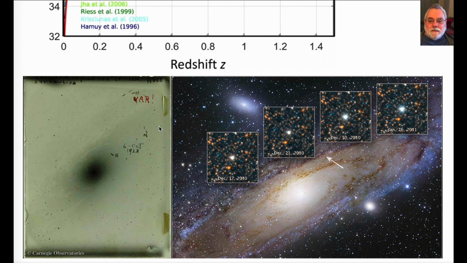But since the distances from us to the Cepheids in the Milky Way were not well known at that time, Hubble's estimate of the distance to the Andromeda galaxy was not accurate. Astronomers now have better distances, but it's complicated.